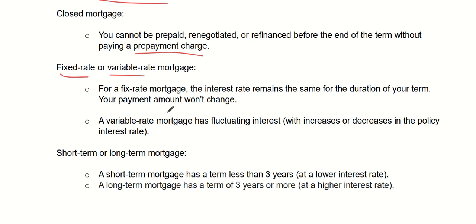So let's read the definition here. For a fixed rate mortgage, the interest rate remains the same for the duration of the term, regardless of how the economy is doing, or your status in income. Now, variable rate mortgage has fluctuating interest.